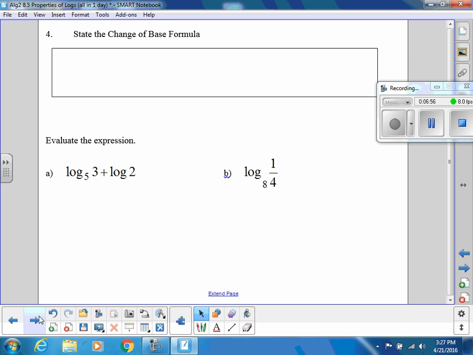And then our change of base formula. This is important because this helps us do whatever we want on the calculators. So you might even want to put a star by this one and say, this is how you do it in the calculator.